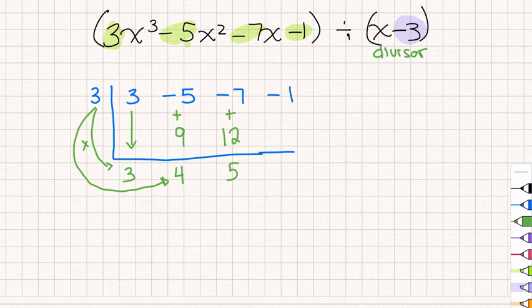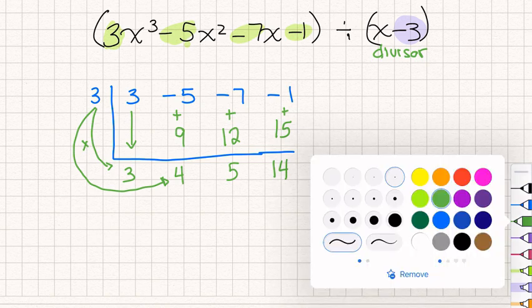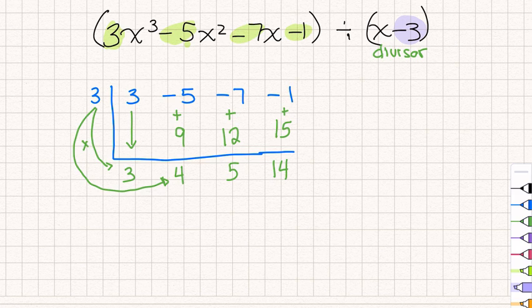So 3 times 5 gives me 15. We add them together. Negative 1 plus 15 gives me 14. Now, anytime you divide, you're going to look at your dividend. Our dividend is to the power of 3. So when you're writing your answer, it's always going to start with 1 less degree.